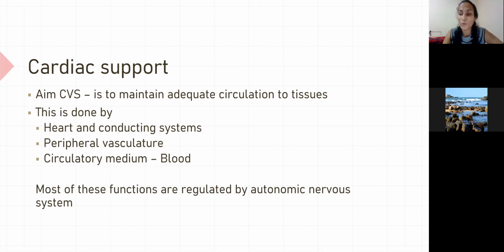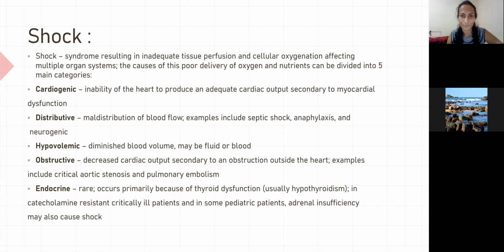So all your inotropes and all the drugs that I'm going to talk about do their function through this autonomic nervous system. They don't act directly on the heart; they act on the heart and vasculature through your autonomic nervous system.